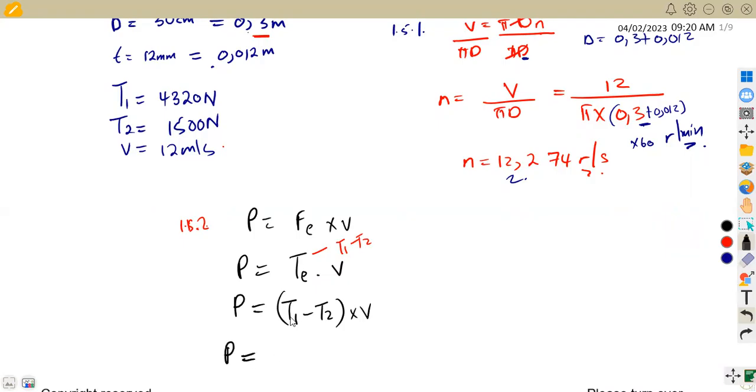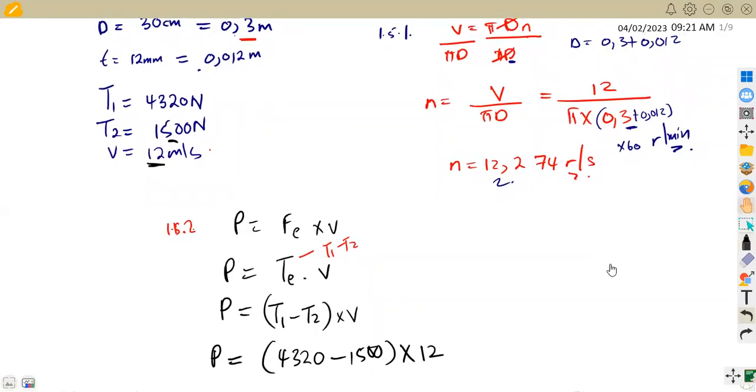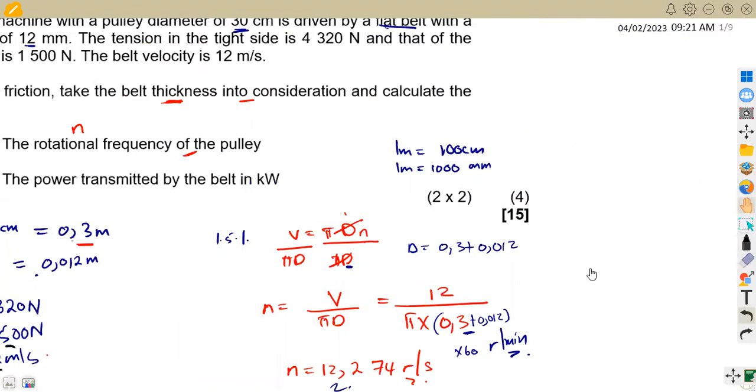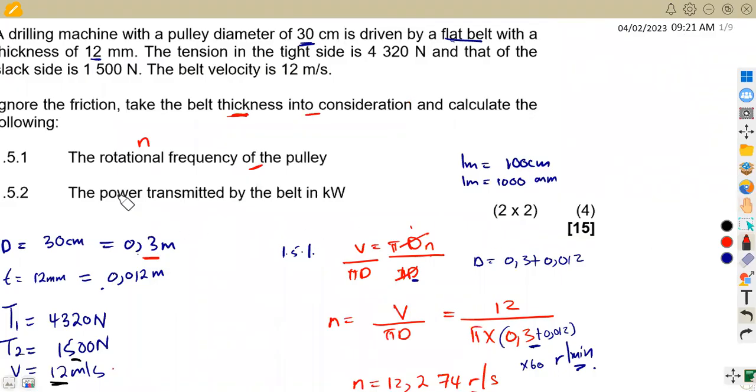So which means we can even write this formula as power is equivalent to T1 minus T2 times the velocity. So power can be given as T1, which is, okay, no, this is not 1,000, this is 4,320. All right, so this is 4,320 minus T2, which is 1,500, multiplied by the velocity of 12. Okay, so this is what we are going to have in this case. So if you are to simplify properly, guys, you are going to obtain something like P is equivalent to 33,840 watts.